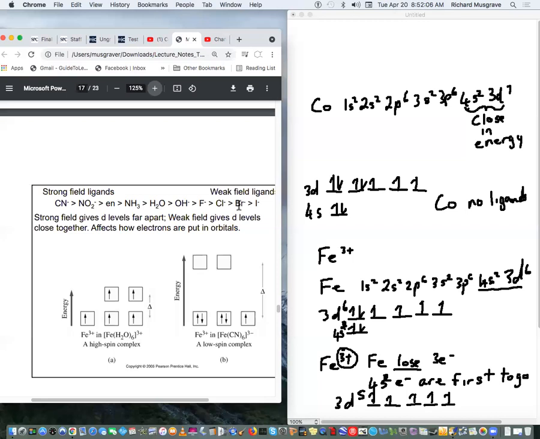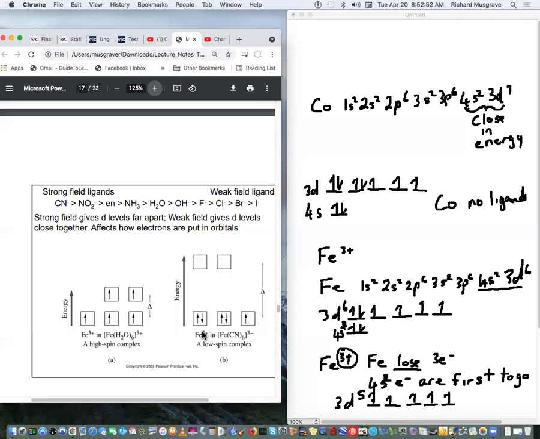Now, with this strong field, like if you've got six CNs, there's a very big energy difference between the two levels. And for the weak field, there's only a very small energy difference. You'll notice that both of these have five electrons in the Fe because they're both Fe3 plus, as we just talked about. If it was Fe3 plus with nothing connected to it, we just have the five electrons all in a straight line. However, when we start connecting things to the Fe3 plus, that's when we get the splitting of the d orbitals. So the CN, because it's strong field, has a very large energy difference.